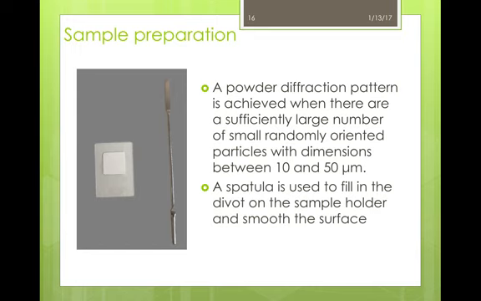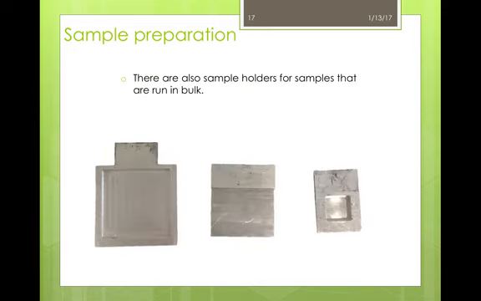For powder diffraction, the size of the particles should be between 10 and 50 microns. The powder is packed into a sample holder using a spatula to ensure that the divot in a glass slide is filled and the surface is as smooth as possible. If you're doing more of a bulk sample, there are holders for that as well. You can see some examples of them below.